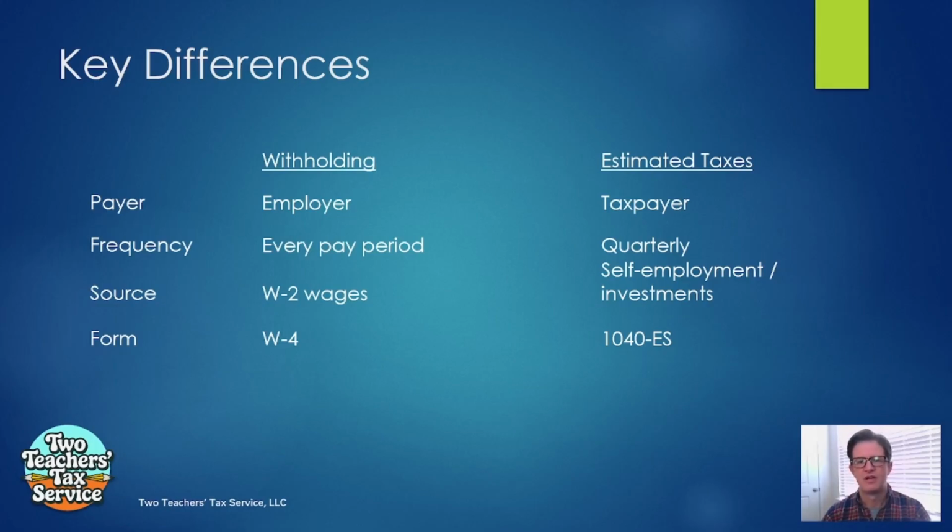The source. With withholding, it's your W-2 wages. For estimated taxes, it's self-employment or investments. And the form for withholding is W-4. For estimated taxes, it's the 1040 ES.